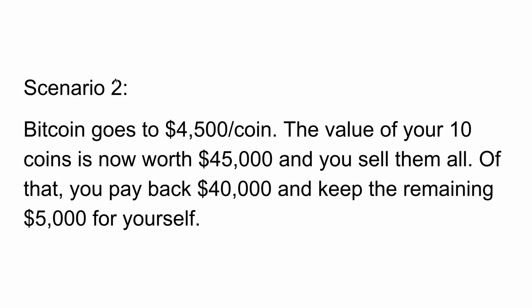So let's take a look at scenario 2. This is, I guess, the not so good scenario. So Bitcoin goes to $4,500 per coin. Now the value of your 10 Bitcoins is worth $45,000, and you can't stomach it, and you sell them all. Now, of this 45,000, you still owe the exchange 40,000, so you have to pay them back. And 45 minus 40 is 5,000. So you keep 5,000. Now, let's take a look at the calculations on that.